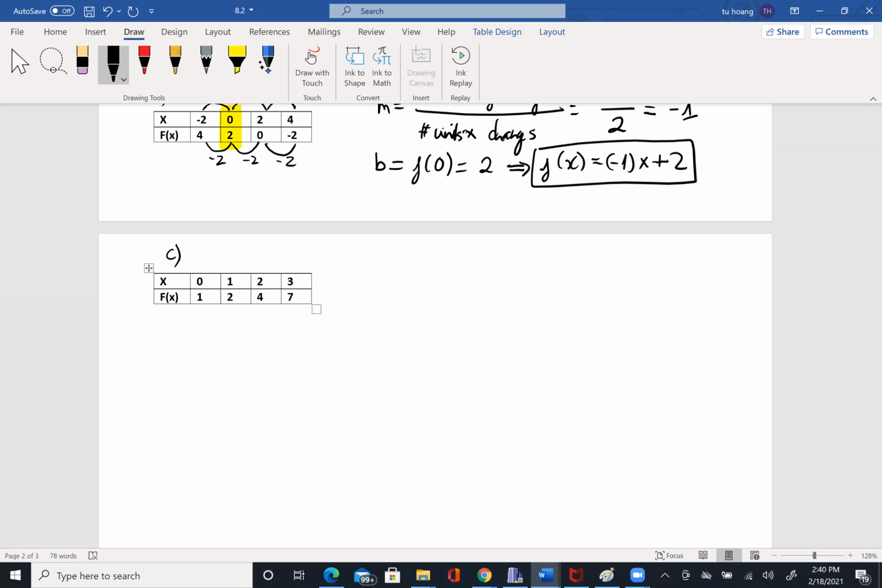Okay, so we want to check if x is changing constantly. I have +1 each time, right? What about y? +1. Oh, now it's +2 and +3. Now it's different, right? So this is not a linear function.